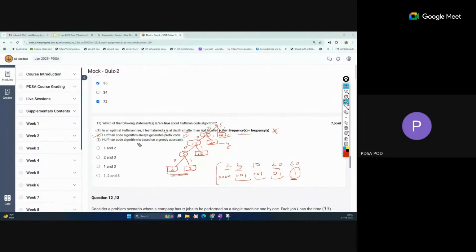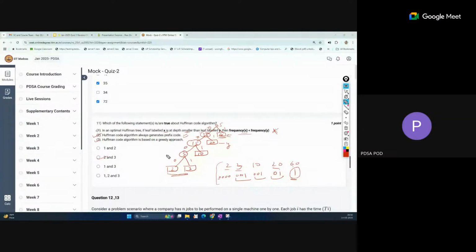Huffman code algorithm is based on greedy approach. Yes, that we have already seen in the lecture. This is a greedy approach because at every step we are selecting the smaller ones and generating the tree. So the second and third options are correct for this.